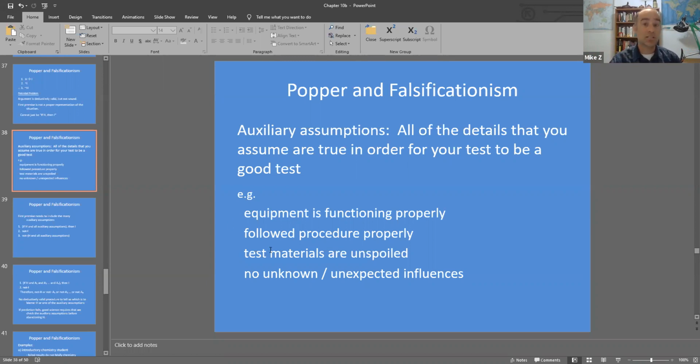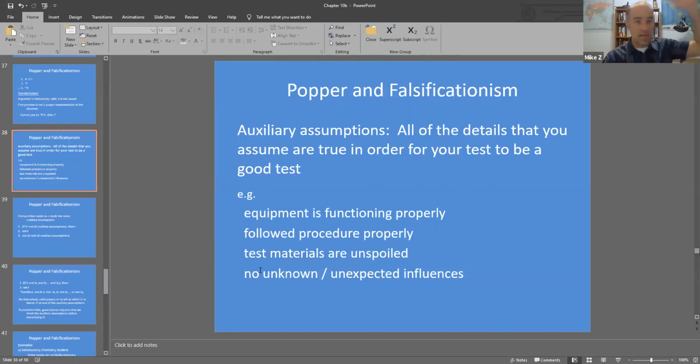That your test materials are unspoiled, right? So if you're doing, say, a chemistry experiment that requires that you dissolve your sample in acetone, well, are you sure that the acetone that you're using is uncontaminated? Because that contamination could throw off your results. How do you know your acetone is uncontaminated? Maybe you're mixing this together in some glassware, a glass beaker or something. Did you wash that beaker? Are you sure you washed it properly? Are you sure that there's no leftover contaminants inside that beaker that are going to throw off your results? Hopefully, if you're a good experimentalist, then you washed your glassware properly, but that's an auxiliary assumption. You assume that it's true, that the glassware is clean enough to be used and to be giving you good results.